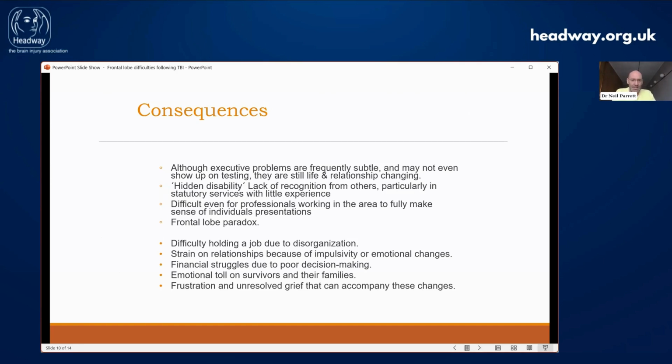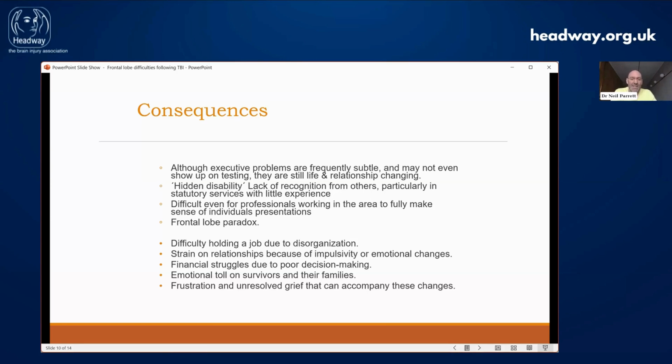So what are the consequences? I guess it's quite important to mention here that these executive problems, they're not like a broken arm. They're not even like somebody with a very poor memory. People with just executive problems can often talk coherently. They can often be very convincing. And those problems are often quite subtle. They may not even show up on the testing people like myself like to do to try and pick apart what's going on. But that doesn't mean they're not still completely life and relationship changing.